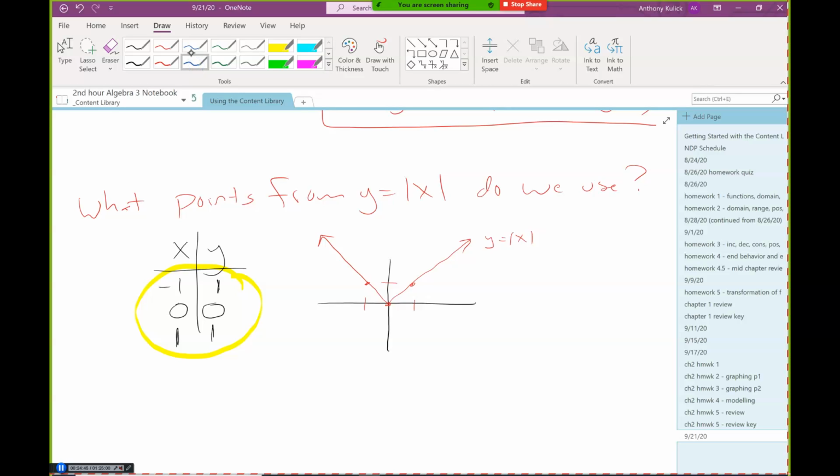Before we move on and do an example of that, I want to point out a couple of things about the graph of this absolute value function. This point here at the tip of the V is called the vertex.